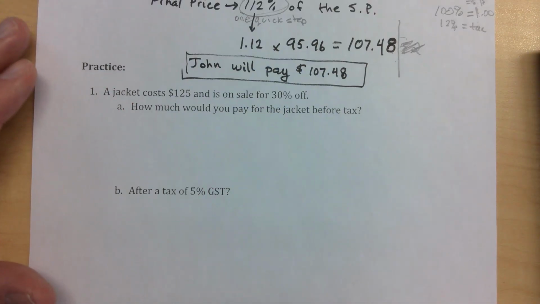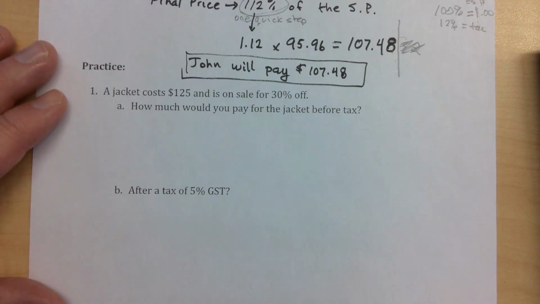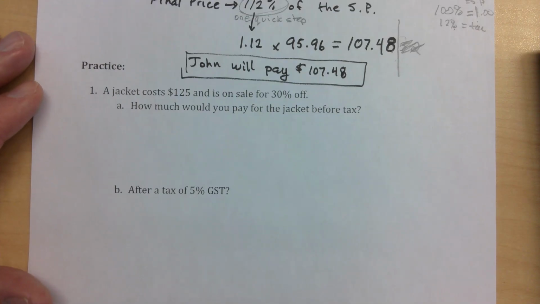Okay, so we finished the examples. Now we're actually on to the practice questions. A jacket costs $125 and is on sale for 30% off. How much would you pay for the jacket before the tax? And then after a tax.